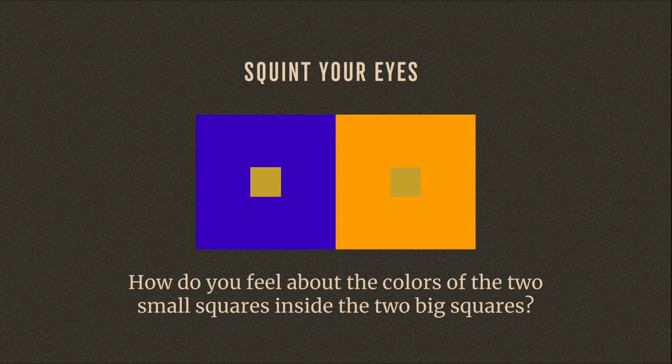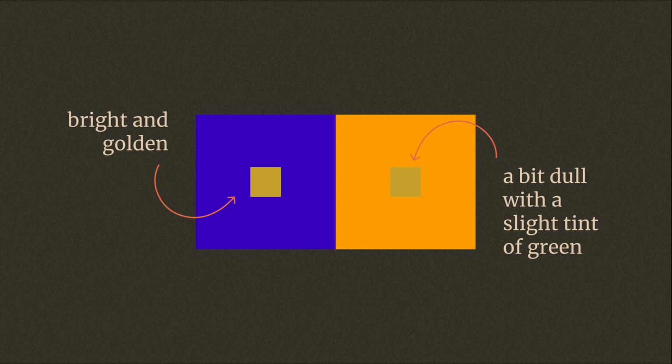Let's first take a look at the pattern above. Squint your eyes. How do you feel about the colors of the two small squares inside the two big squares? To the casual eye, the one on the left looks bright and golden, whereas the one on the right looks a bit dull with a slight tinge of green. They seem to be two different colors. And yet, if we bring the two squares closer until they merge, we'll be surprised to find that they are actually the same color. How can this be possible?